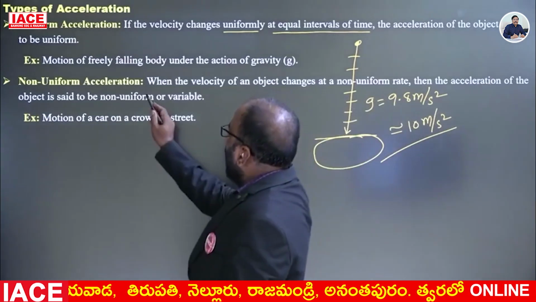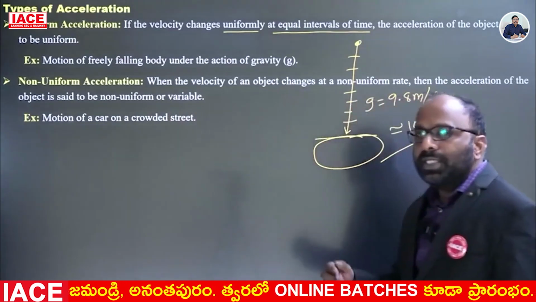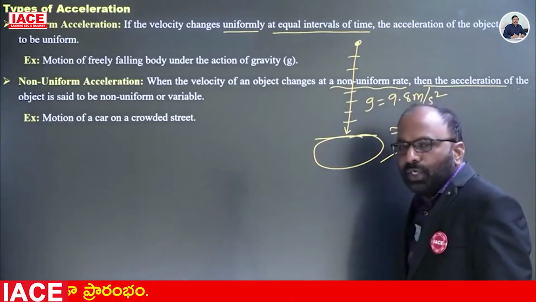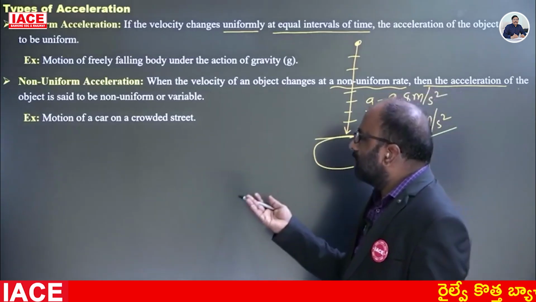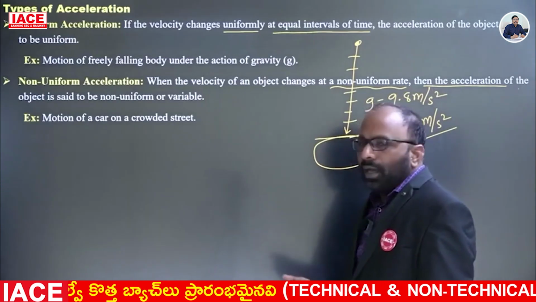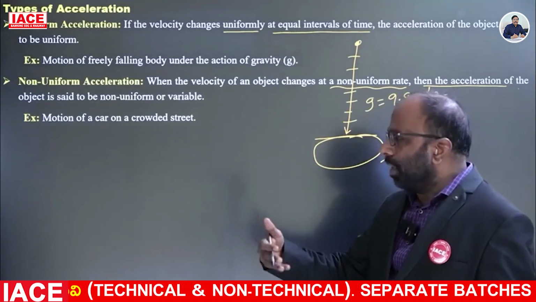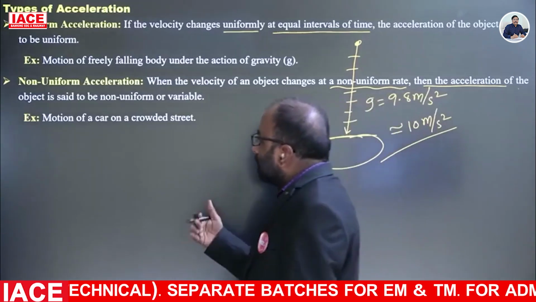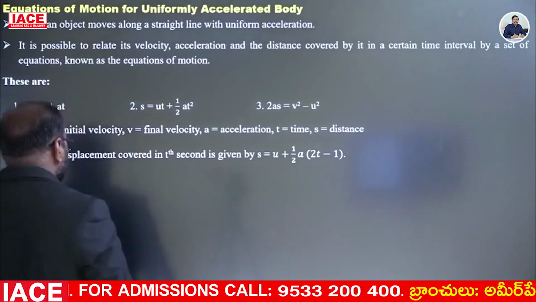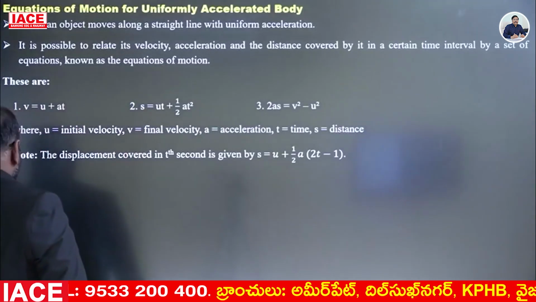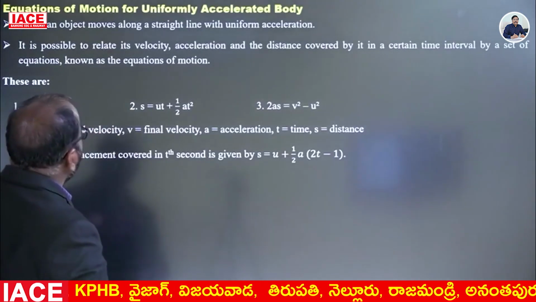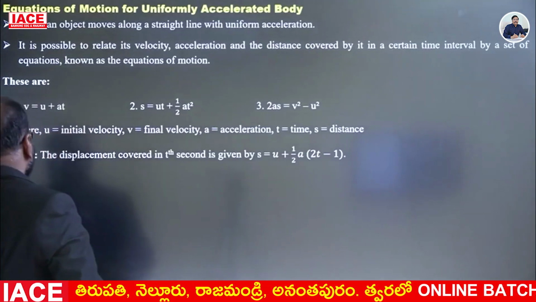Non-uniform acceleration. When the velocity of an object changes at a non-uniform rate, then the acceleration of the object is said to be non-uniform acceleration or variable acceleration. For example, motion of a car in crowded places, or a person who is jogging in the park, is also called non-uniform acceleration. Let us see the equations of motion for uniformly accelerated bodies.